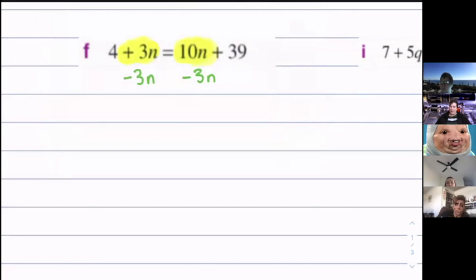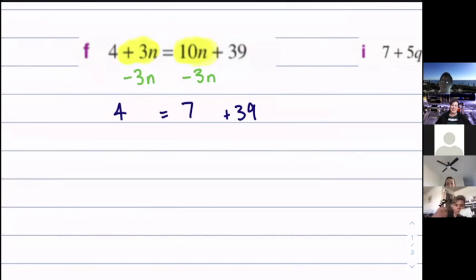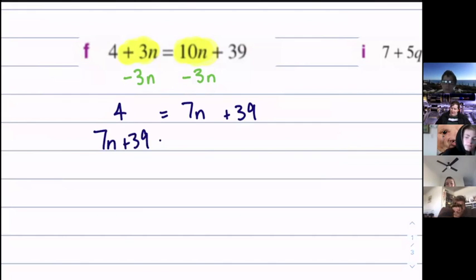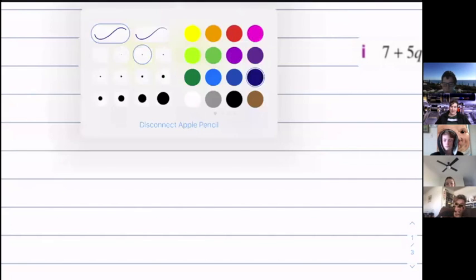So my next line of working out, the 4 is still there, and the plus 39 is still there, but there's no 3n on the left anymore, and 10n minus 3n equals 7n. Now this is how we're used to seeing things, except normally we're used to seeing 7n plus 39 equals 4. You're welcome to write it around that way, it's exactly the same thing, but you don't need to. You can keep it like it is.